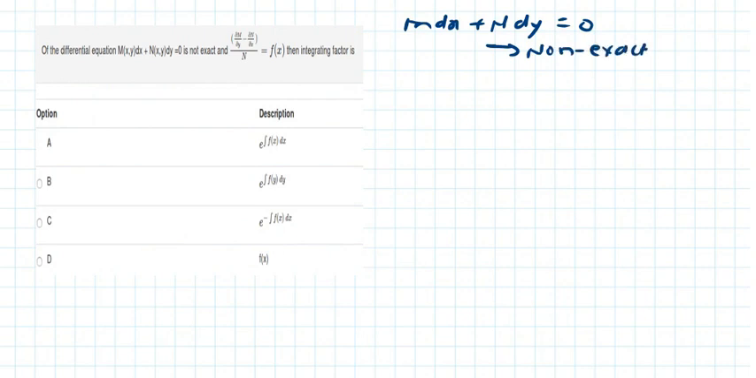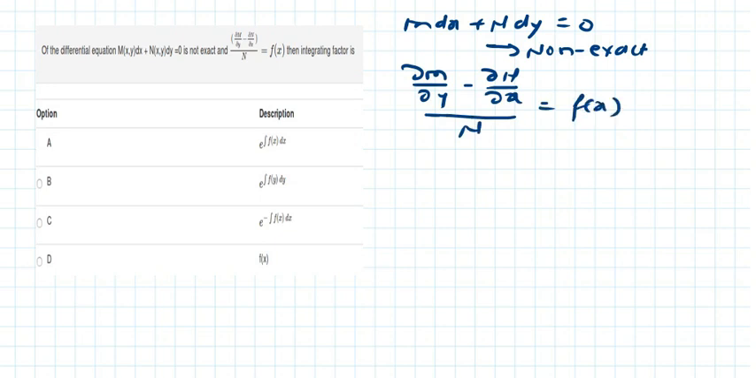Non-exact. Then if this is happening, what if dabba m by dabba y minus dabba n by dabba x upon n, if this is f of x, means only a function of x, then what will be its integrating factor? So this is a theoretical part. Its integrating factor will be e raised to integration f of x dx. You can see option number 1 is right.